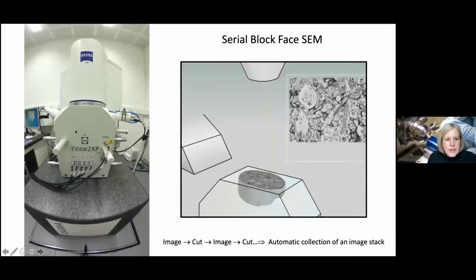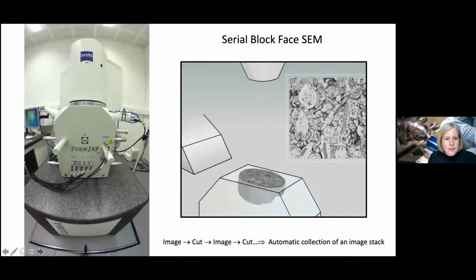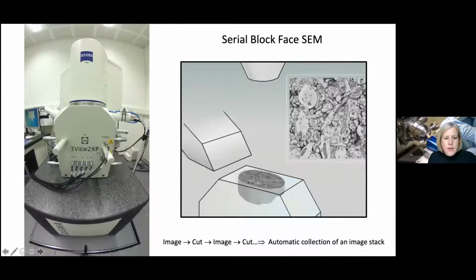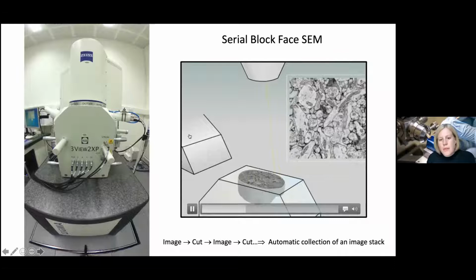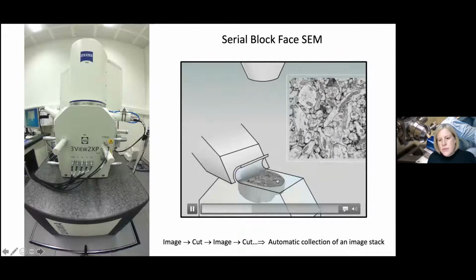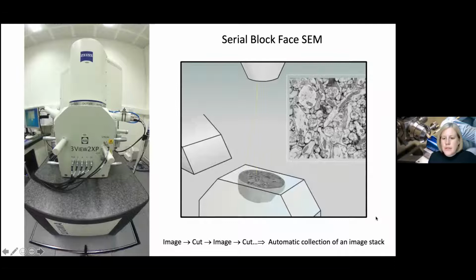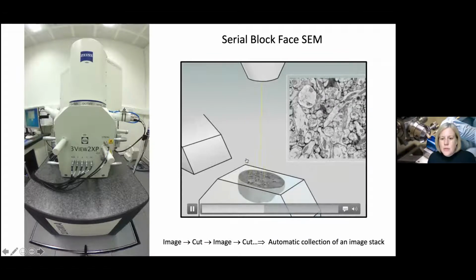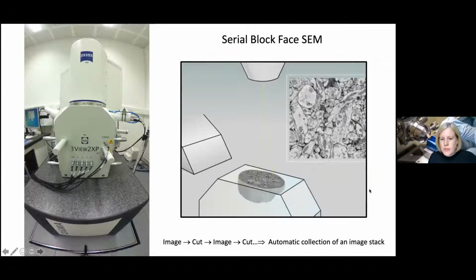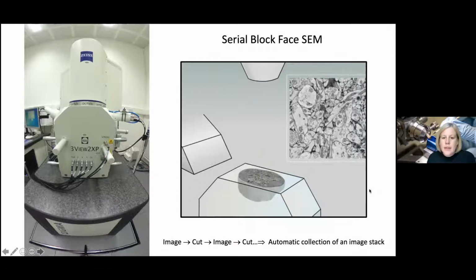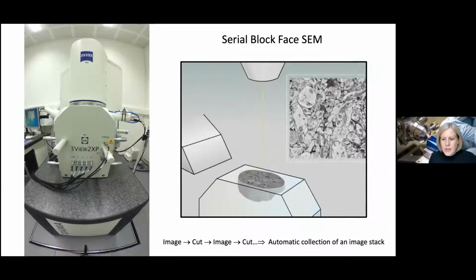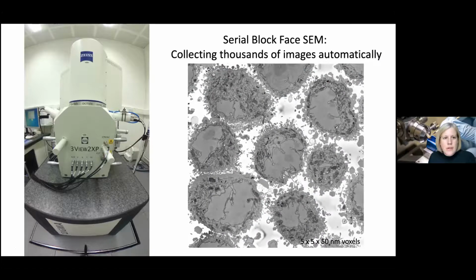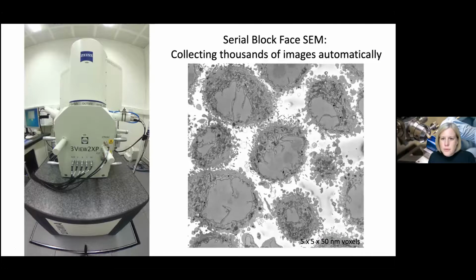So just looking in a little more detail at one of these techniques, this is our serial block face SEM at the CRUK. We have a Gatan 3View on a Zeiss scanning electron microscope. And the technique works with the diamond knife passing over the sample surface and cutting a section and then discarding it. And then the electron beam images the cells or the tissue embedded in resin. And then the diamond knife cuts, and then you image, and that means that you can automatically collect a stack of images, usually around 1,000 in 24 hours.